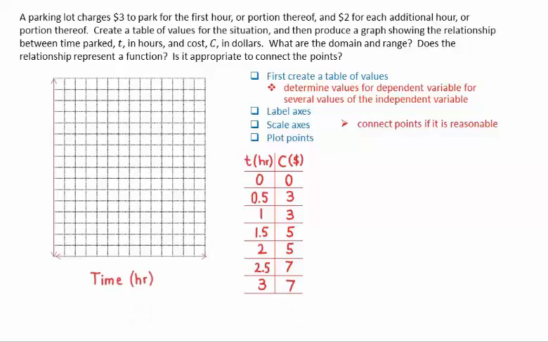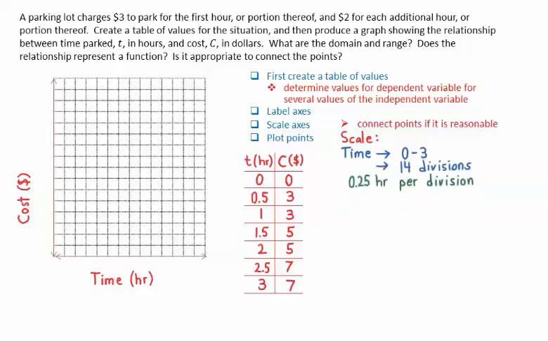As far as labeling the axes, along the x-axis, we have the time, again, the independent variable, and along the y-axis, the cost, the dependent variable. For the scales, first, the time. We have the time going from 0 to 3 hours, and we have 14 divisions on the grid.